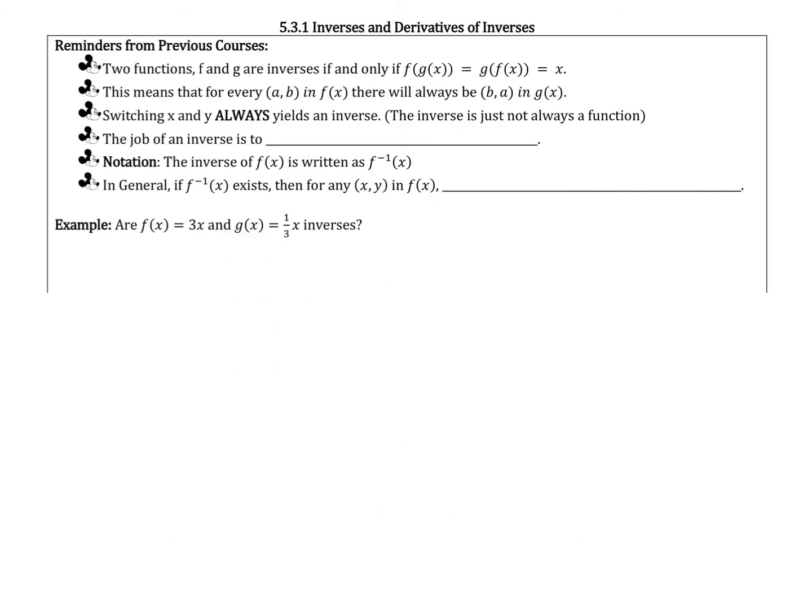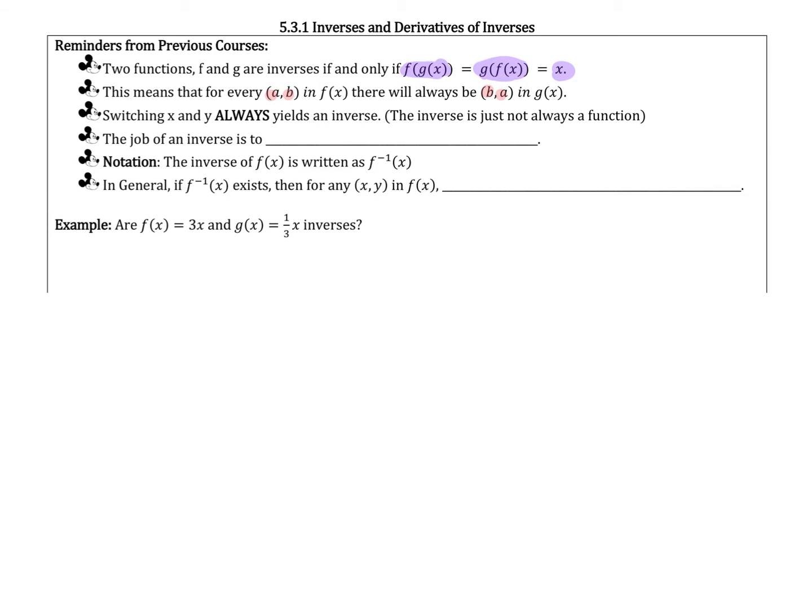So let's review a little bit of concepts from previous courses. We learned all the way back in Algebra 2 that two functions are inverses if when you compose them, or plug one into the other and simplify, you get x. This means that the reverse of that is also true. This is a biconditional statement. So two functions are inverses if and only if when you plug one into the other and simplify, you get x. This means that for every point (a, b) in f of x, there's going to be a point (b, a) in g of x.